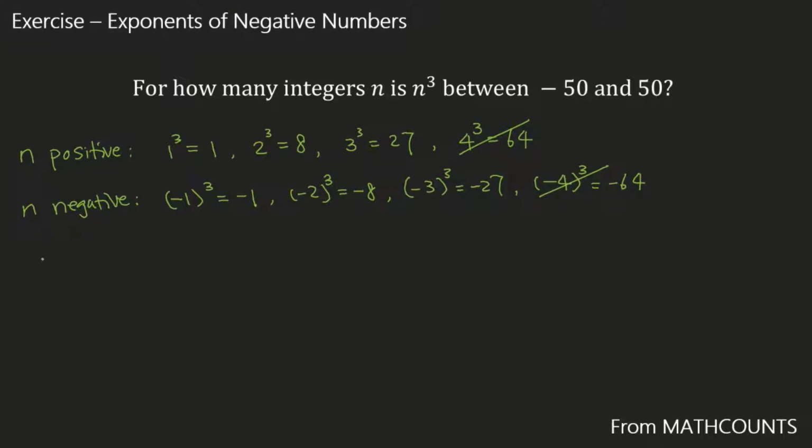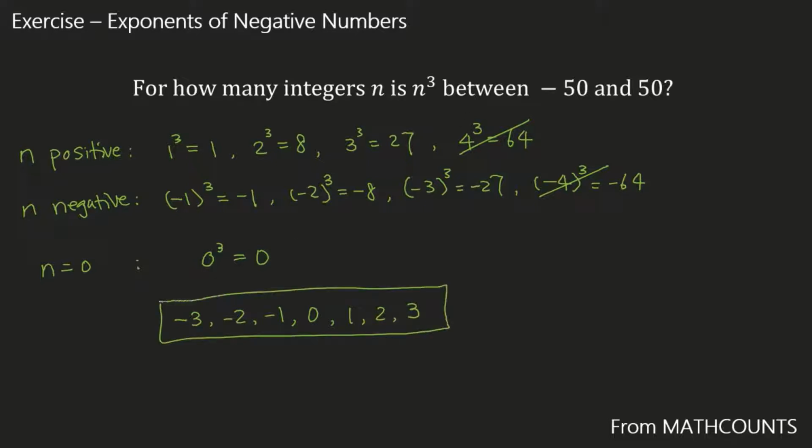Now, some of you are probably asking, what about n equal to 0? That's absolutely right. 0 is also an integer, and 0 cubed equals 0. Okay. So now here we have the complete range of n from negative to positive, and that is negative 3, negative 2, negative 1, 0, 1, 2, 3. So a total of 7 integers for n that satisfy this condition. And this is our final answer.